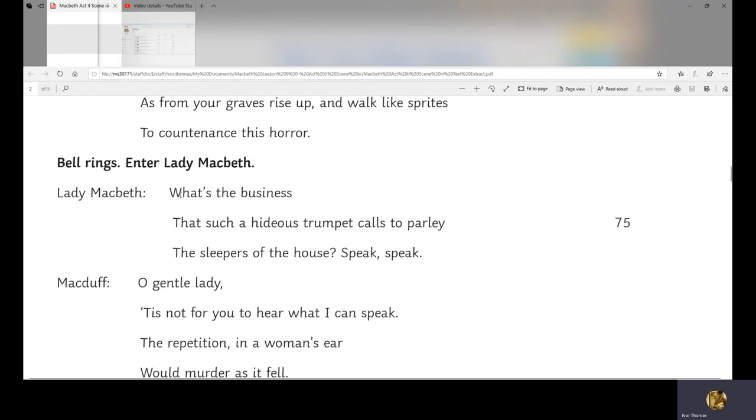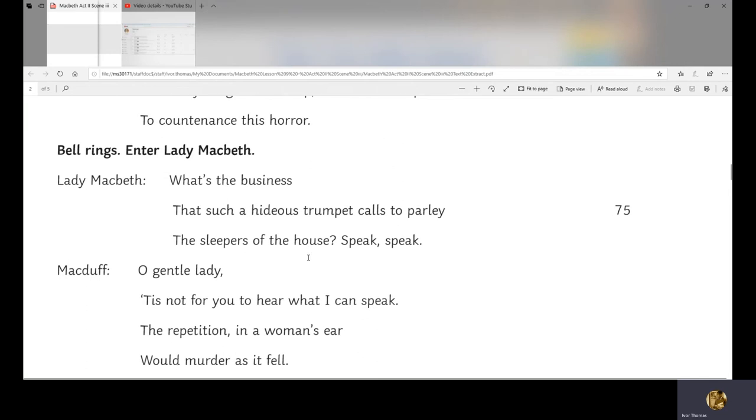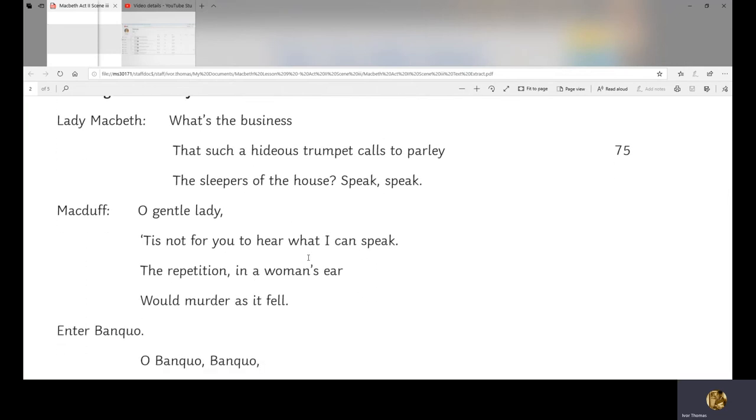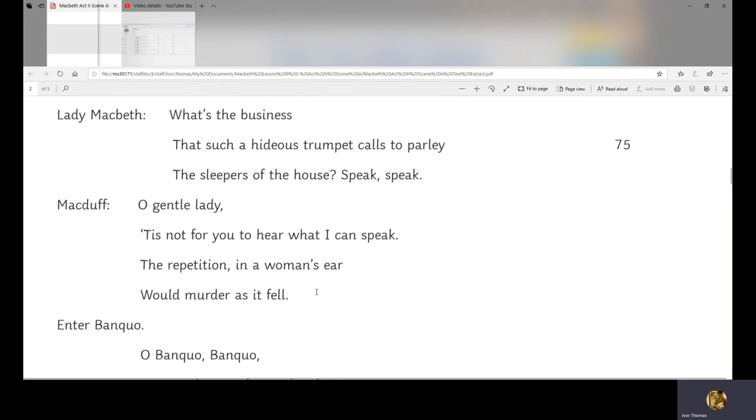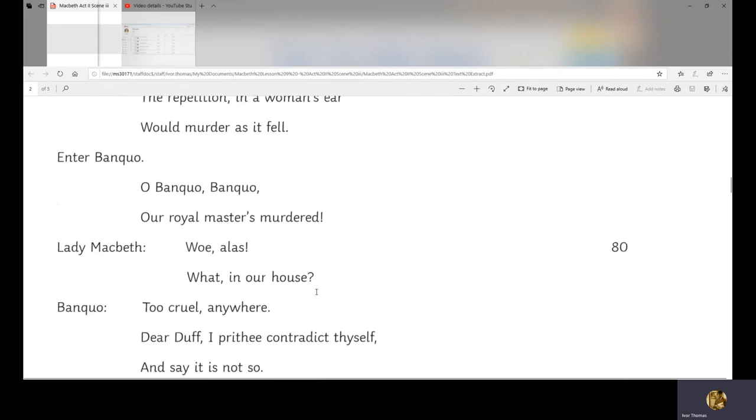Lady Macbeth comes in, but look how cool-headed she is. What's the business? What's the noise? Speak, tell me what's going on. You remember Lady Macbeth instructed her husband to go and put on his nightgown and look innocent. Gentle lady, there's nothing gentle about Lady Macbeth, is there, at the moment? This is ironic. I can't repeat to a woman's ear because it might kill you. We know that isn't the case at all.